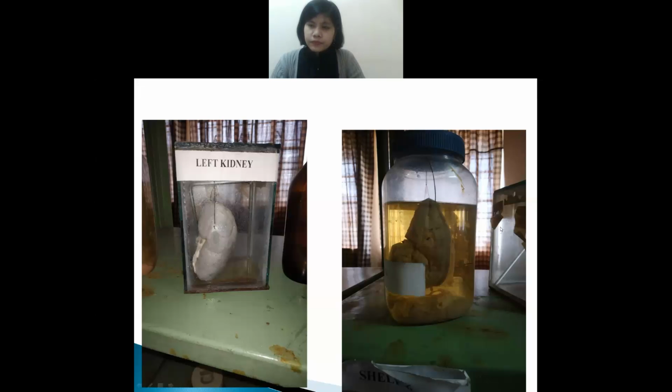Okay, Srijana, can you tell me how many areas are there in the kidney? Ma'am, three. Can you name them? Yes, ma'am. Capsule, cortex, and medulla. Capsule, cortex, and medulla. Okay, good.